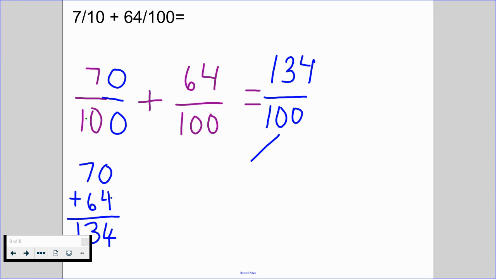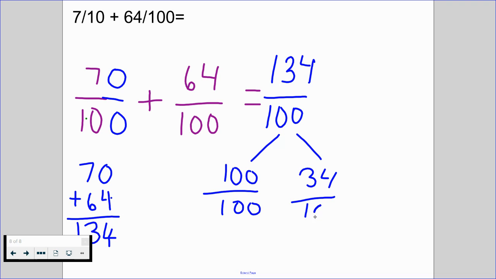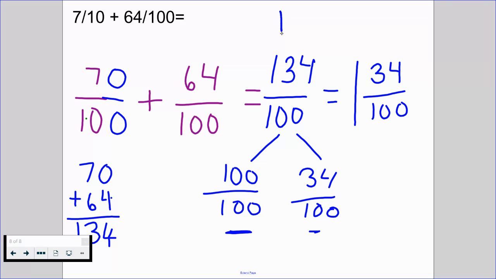So we break off and find 1 whole. We know 1 whole is 100/100. If we take 100 out, that leaves us with 34 left. Now we use the decomposing to turn this into a mixed number. So 100/100 is 1 whole. We have 34/100, so we write that as our fraction. So we have two possible answers: improper fraction of 134/100 or the mixed number answer of 1 and 34/100.